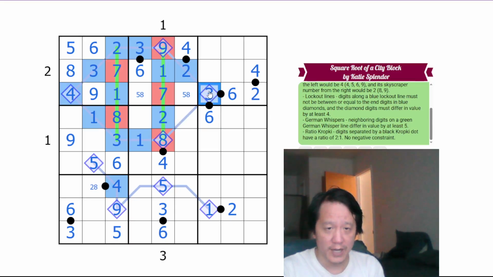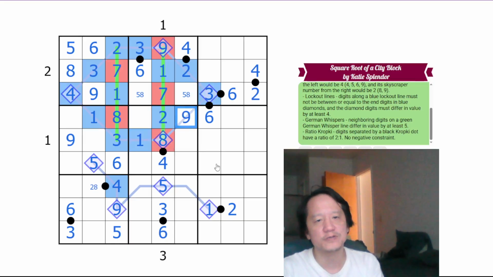This has to not be between 3 and 8. Can't be 1 or 2 here. So that leaves that as 9. This cannot be between 1 and 5. This can't be between 5 and 9. It can't be 1, 3, or 4 here. That forces this to be a 2.